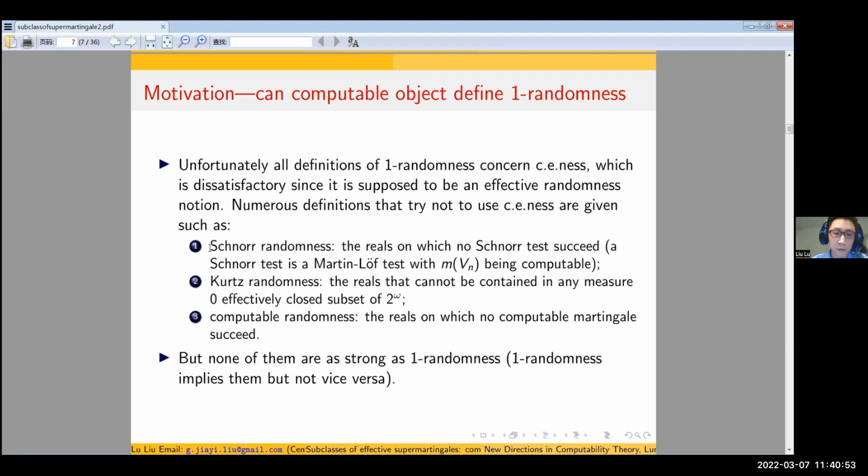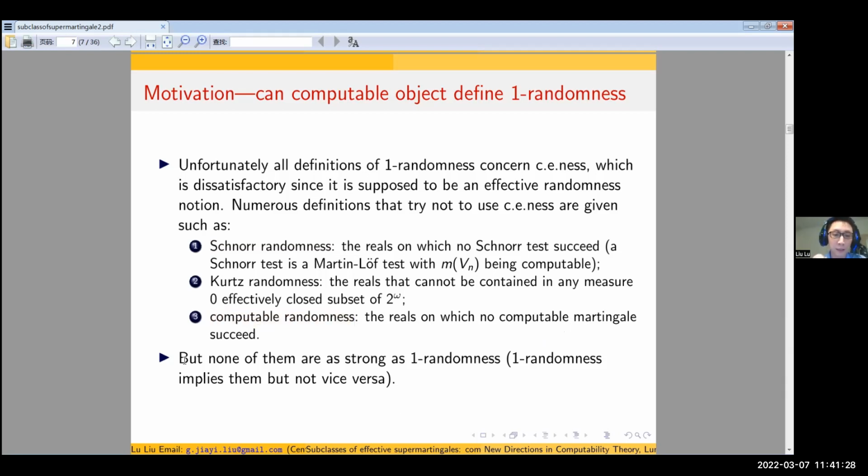For example, Schnorr randomness. This is just one randomness where you require the martingale test, the set Vn, to be computable instead of c.e., computable in a stronger sense, actually. And also computable randomness. A real is computably random if there is no computable martingale succeeding on it. So in this definition, you require the left-c.e. supermartingale to be computable instead of left-c.e.